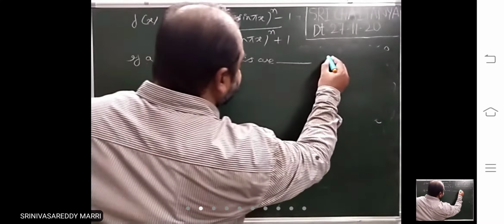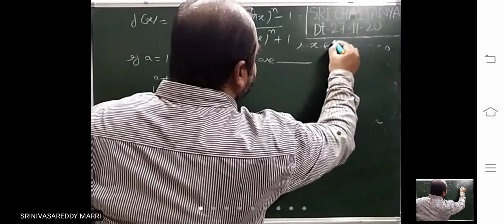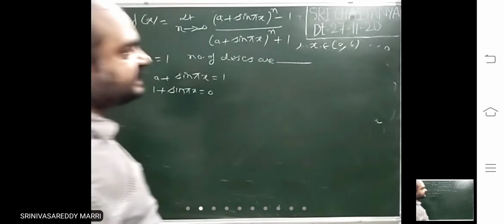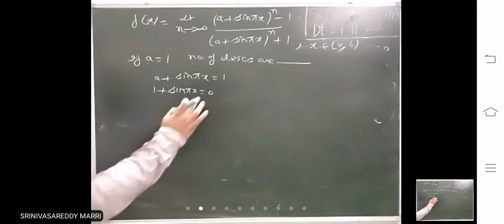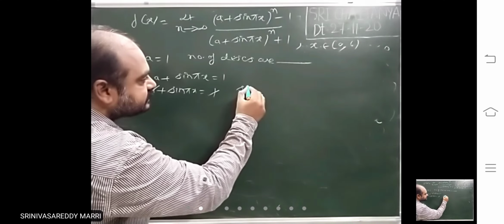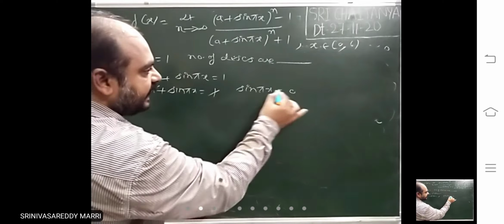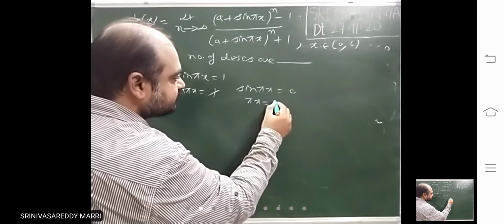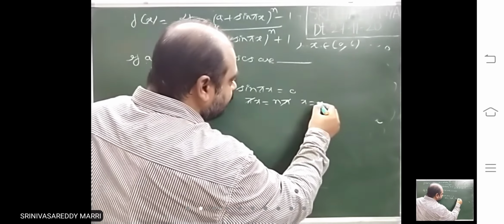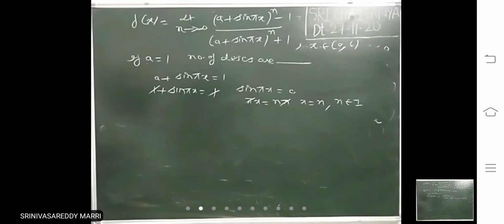Here it is given that x belongs to 0 comma 6. So this is 1, 1 cancel. Sine pi x equal to 0. Sine x equal to 0 means what is the solution? N pi. Therefore x equal to n, where n is an integer.